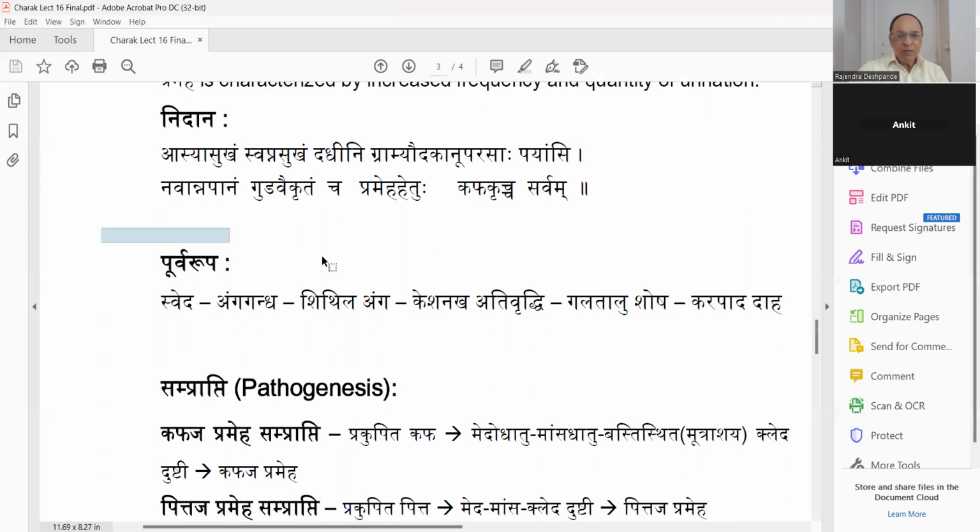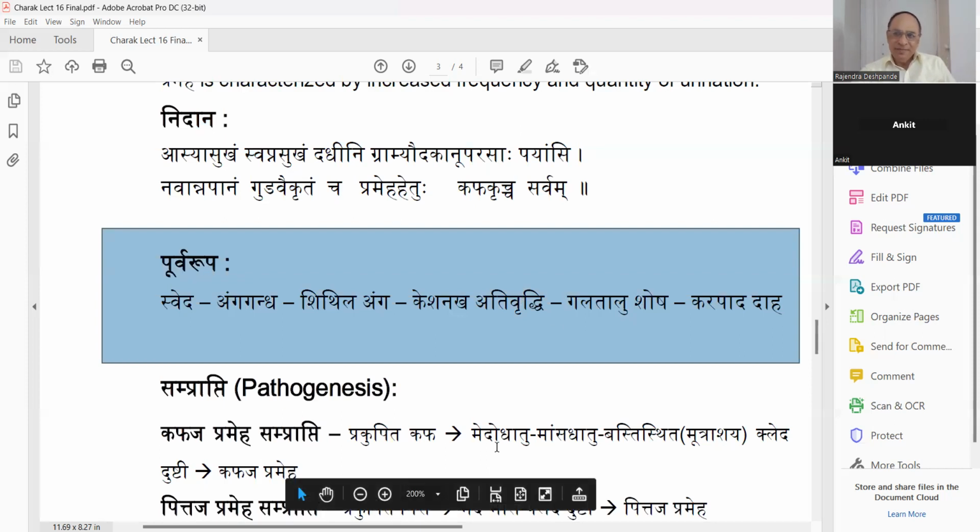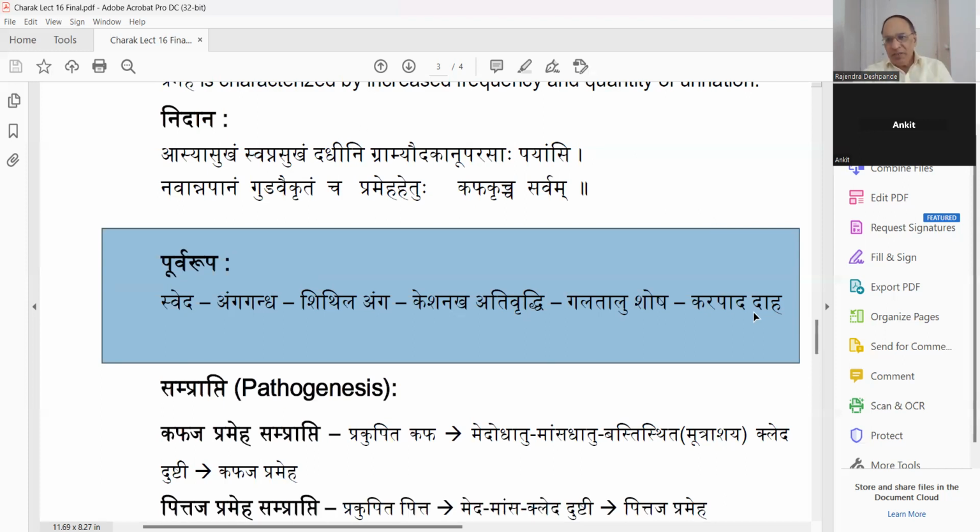Now, what can be the purva rupa? The patient will start getting intermittent sweating, anga gandha, a typical foul smell, shithila anga, laxity of the muscles, and the patient is always feeling tired and weak. Kesha nakha ativruddhi, asthidhatu metabolic process where sara bhag is less and kitta bhag is more. Galatalu shosha, thirst because of the excess urination, and karapad daha. This is also compared with the neurological complication of diabetes, called diabetic neuropathy.